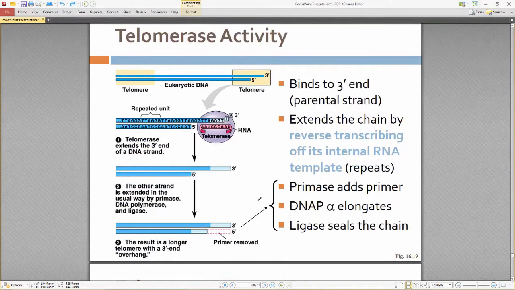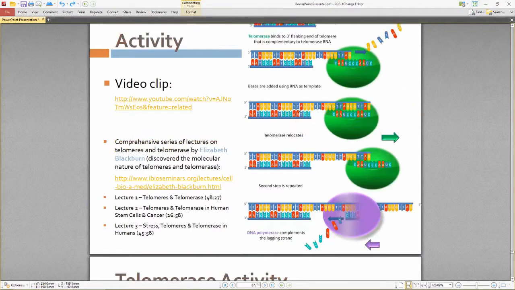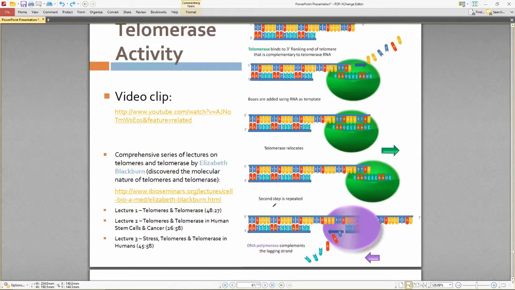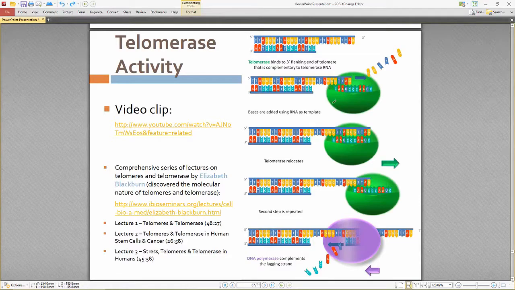Wait, I have a question. For the slide before, it says telomerase binds to the end of the telomere, right? But where does the telomere form in the first place? As in, how does that exist for the telomerase to continue it?